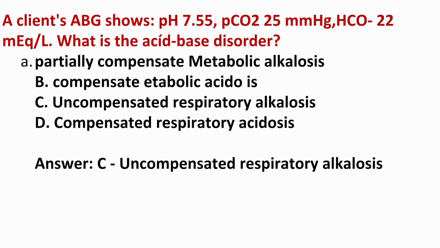A client's ABG shows pH 7.55, PCO2 25 mmHg, HCO3 22 mEq/L. What is the acid-base disorder? A. Partially compensated metabolic alkalosis. B. Compensated metabolic acidosis. C. Uncompensated respiratory alkalosis. D. Compensated respiratory acidosis. Answer: C. Uncompensated respiratory alkalosis.